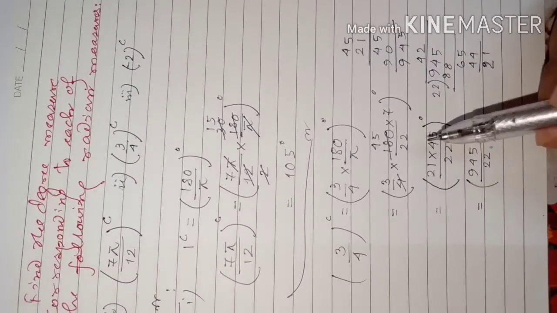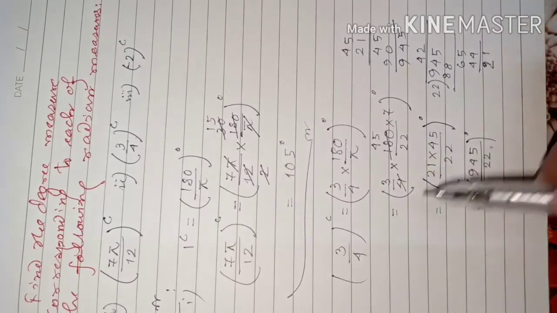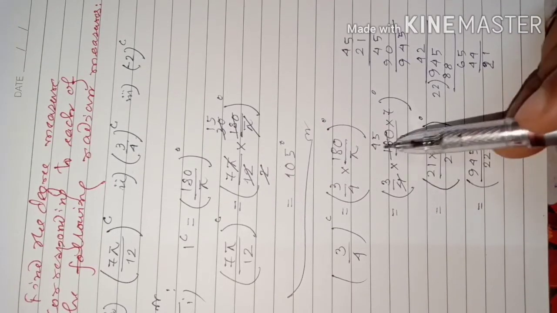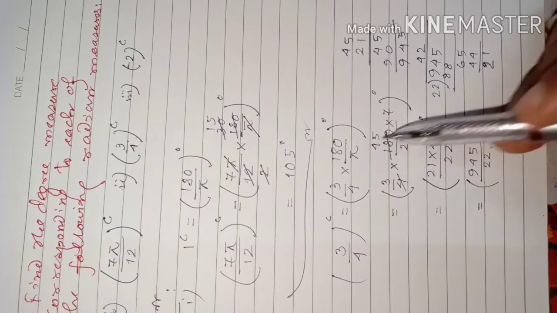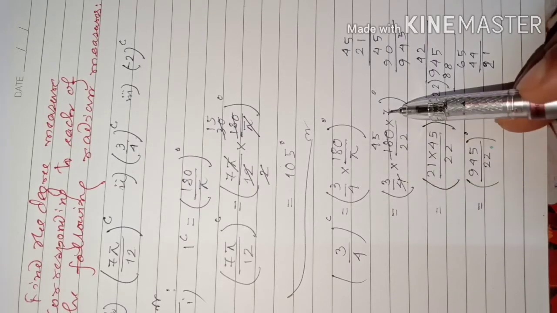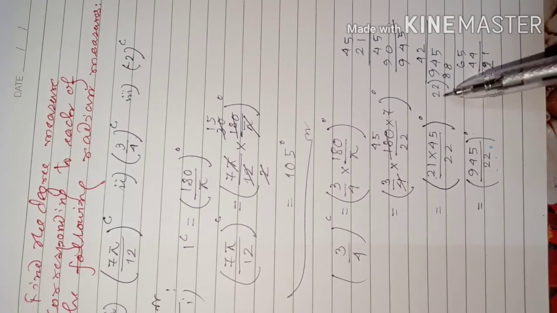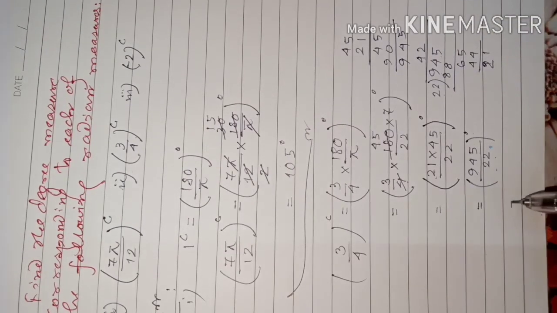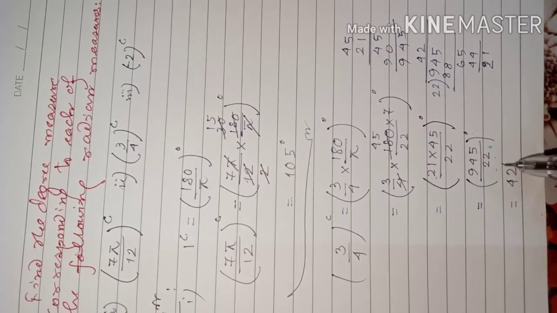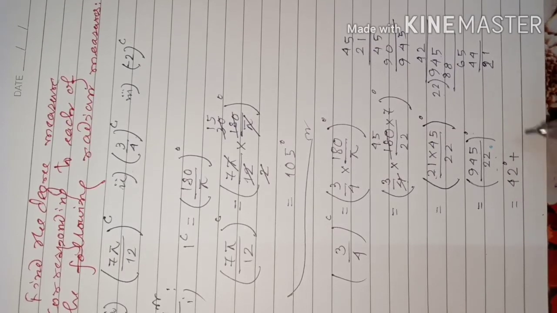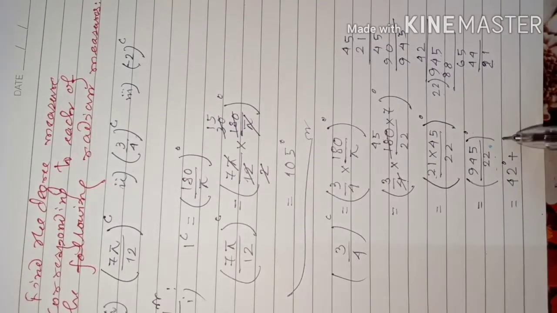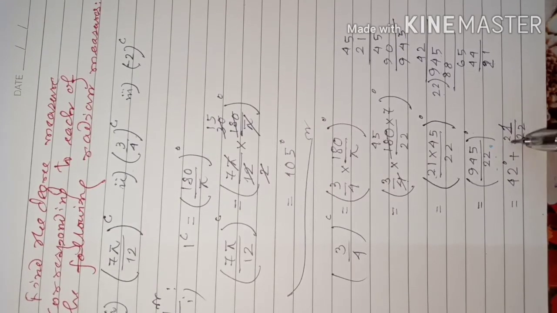Since a little multiplication work was involved here, we have divided by 4 by 4, and after that multiplied this number by this one: 21 then 45, their product is 945 by 22 degree. 945 when divided by 22 gives 42 times, and 21 is the remainder. So 42 degree plus 21 by 22 degree.